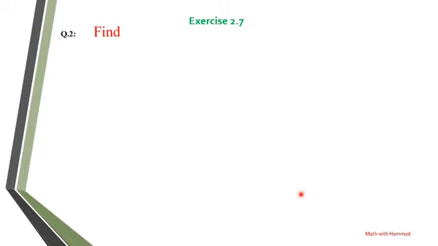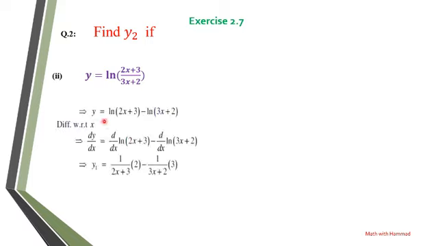Now question number 2, find y2 if second part is y is equal to natural log of 2x plus 3 over 3x plus 2. As you know that log of a over b can be written as log a minus log b. So log of 2x plus 3 over 3x plus 2 can be written as log of 2x plus 3 minus log of 3x plus 2.